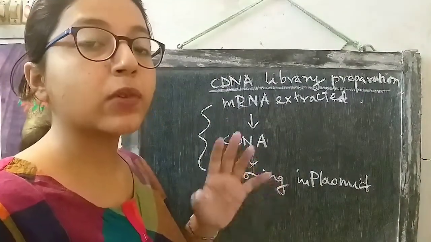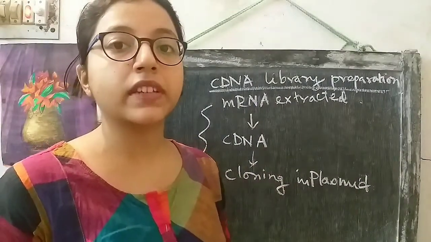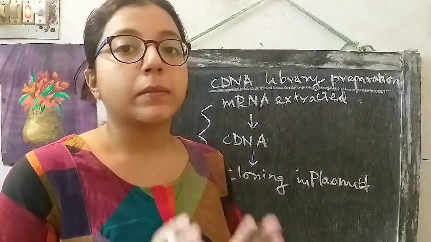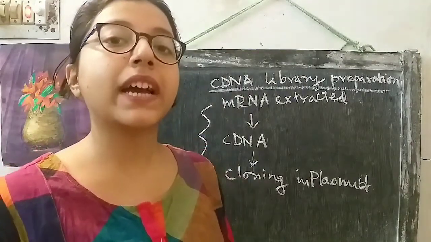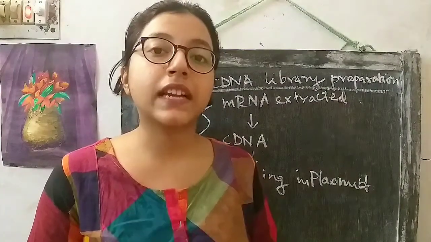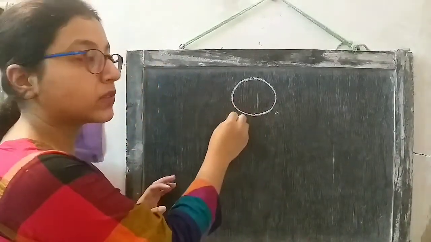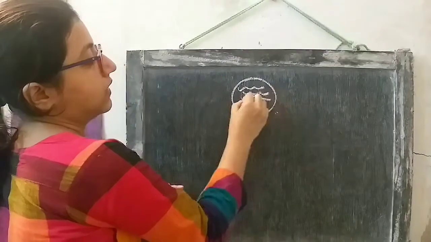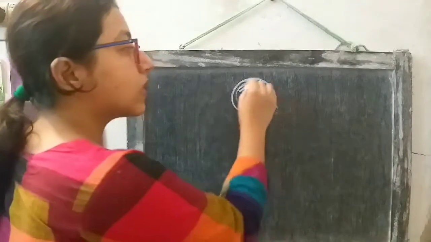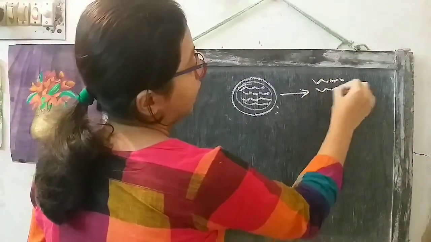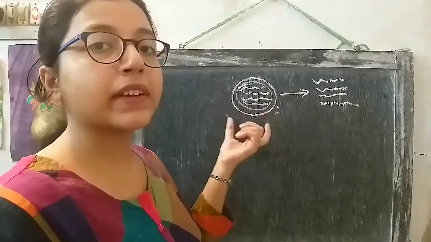It looks very simple: only mRNA is extracted from the cell, it is converted into complementary DNA, and it is cloned in a plasmid. But this process is not that easy. The reason is that a single cell does not contain only a single mRNA. This particular cell contains different types of mRNAs, thousands of mRNAs. So when we extract mRNAs, all the mRNAs will be extracted.